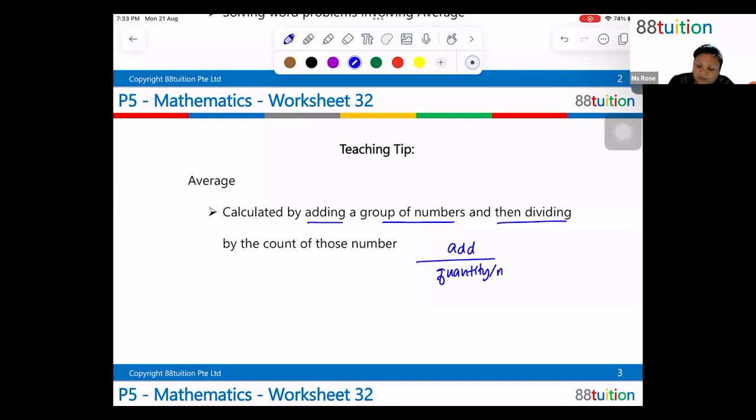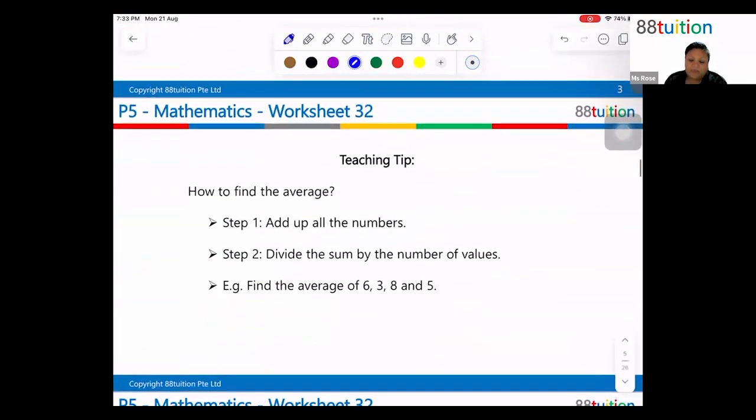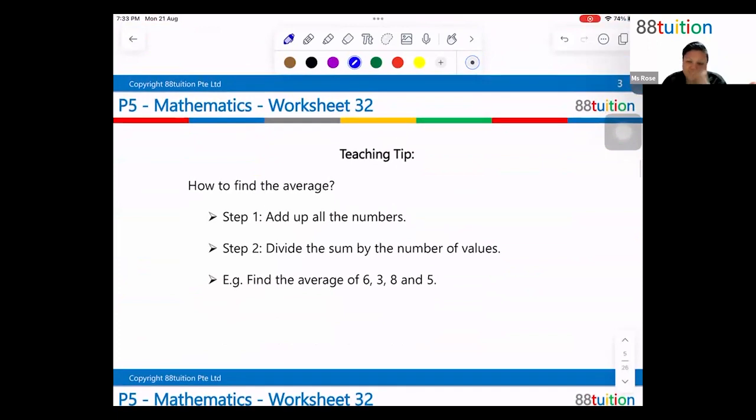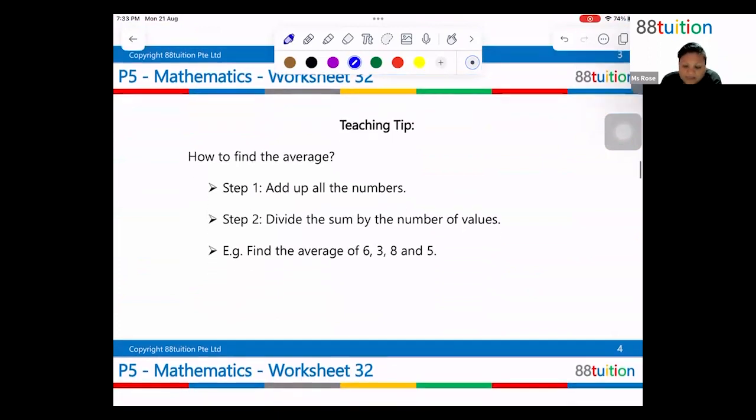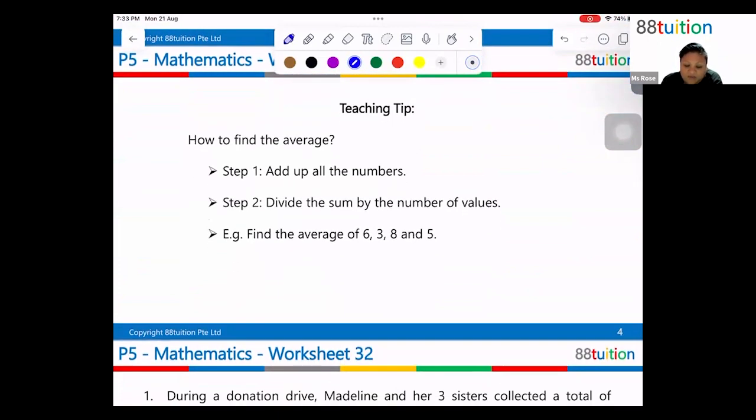or number of numbers. So simply, when we talk about average, to find average, you need to first add up all the numbers given, and then you divide the sum. This sum is derived from step one. Derive the sum, divide the sum by the number of values.